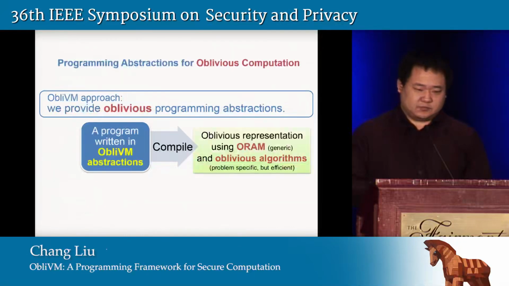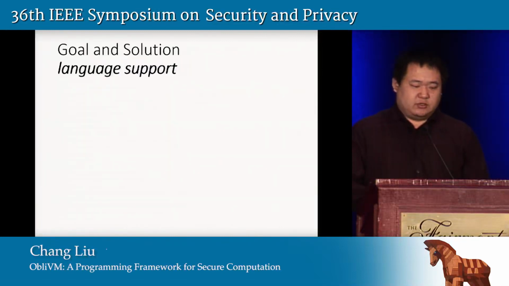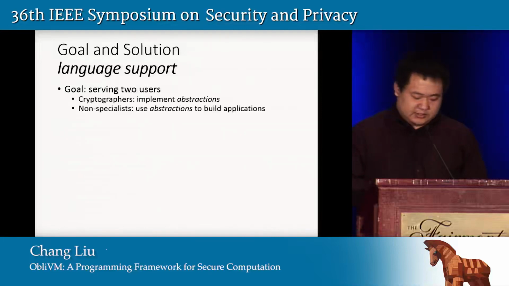We want to take a very similar approach here. We want to provide abstractions that allow programmers to encode their tasks into them, so that they don't need to worry about the underlying cryptographic primitives, while achieving the same performance. So here is our goal. And here is our solution. How can we provide these program abstractions? We want to implement language support, for example, a new language for developers.